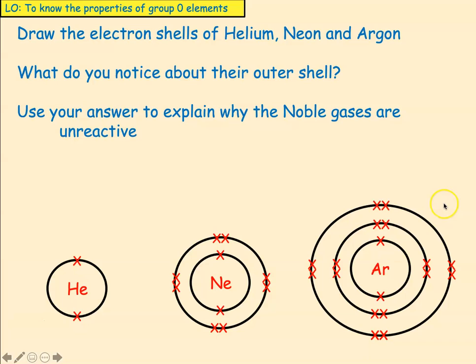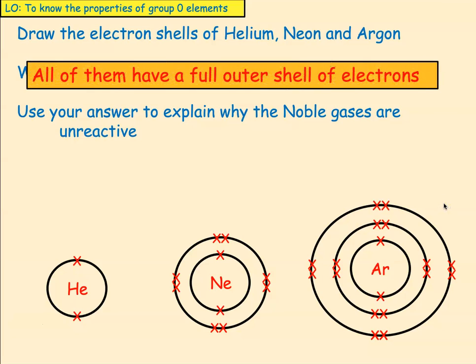So that tells us the answer to the second question. What do we notice about their outer shell of electrons? Well, their outer shell is full. They all have full outer shells of electrons.